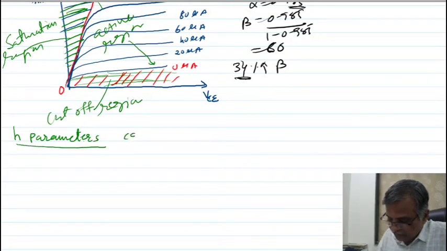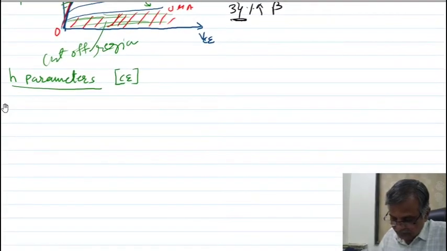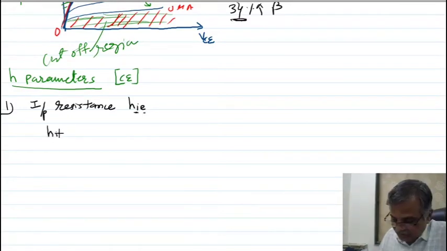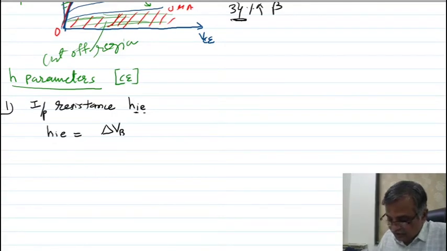For common emitter transistors, the first parameter I am discussing is input resistance. It is called HIE. I for input, E for common emitter. The input resistance of the transistor is the ratio of change in base emitter voltage to the corresponding change in base current at a constant value of the collector emitter voltage.